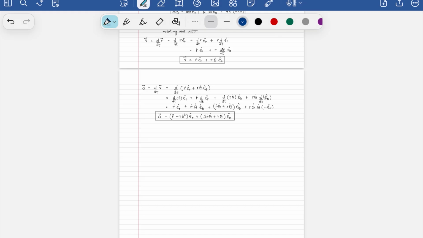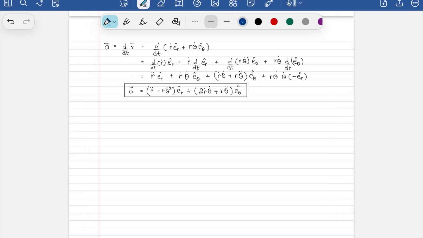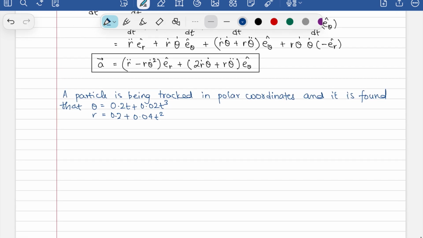First, maybe a numerical problem. A particle is being tracked in polar coordinates, and it is found that theta is equal to 0.2t plus 0.02t cubed, and r is equal to 0.2 plus 0.04t squared. Okay, what does this mean?